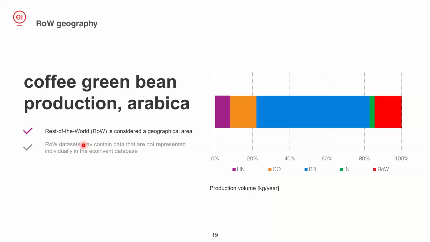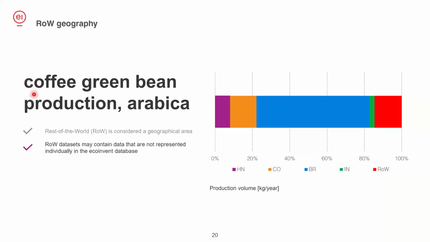Now, rest of the world. What is rest of the world? This is used widely in the ecoinvent database. Rest of the world is considered a geographical area. And the rest of the world datasets can contain data that are not individually represented in the ecoinvent database.